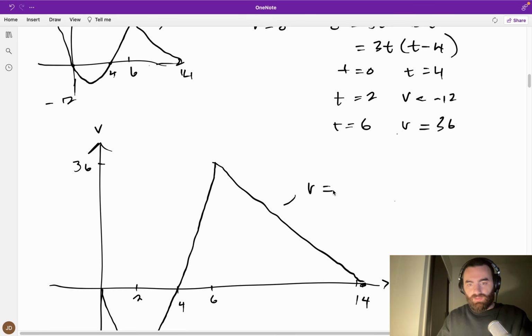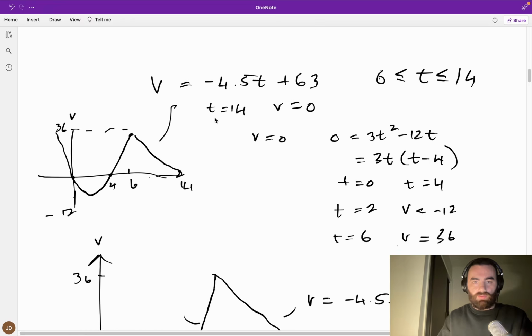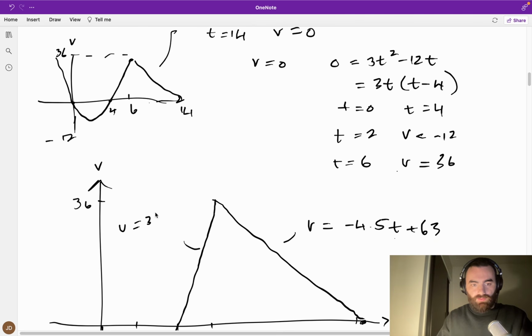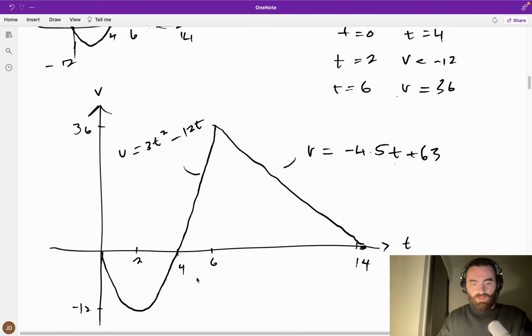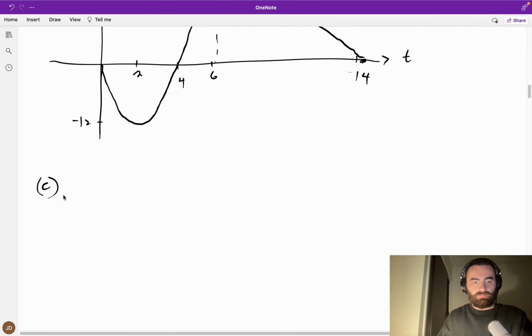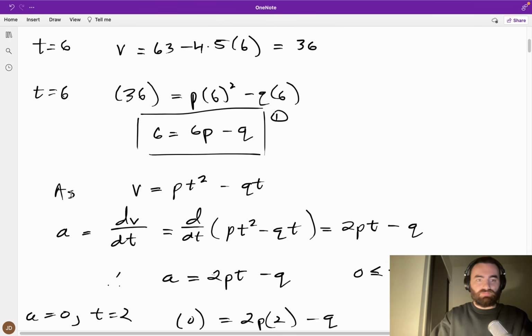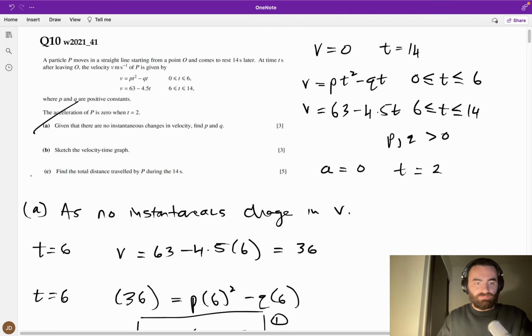So this is v equals minus 4.5t plus 63, and this part here is v equals 3t squared minus 12t. It acts from 0 to 6, and this one acts from 6 to 14. Bad sketch, but you get the idea.